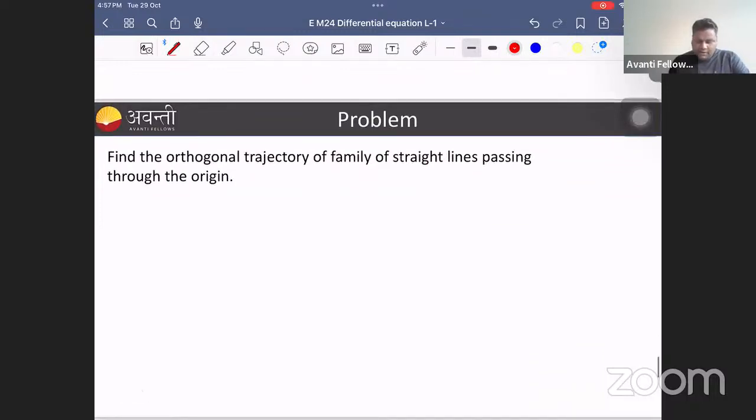Got it? Now we have a question: find the orthogonal trajectory for a family of straight lines passing through the origin. All right. So first of all, find the original curve they are saying, that is straight line passing through the origin. So that would be y equals mx. Now form the differential equation. If you differentiate it, dy by dx is m. So the differential equation you get is y equals dy by dx into x.